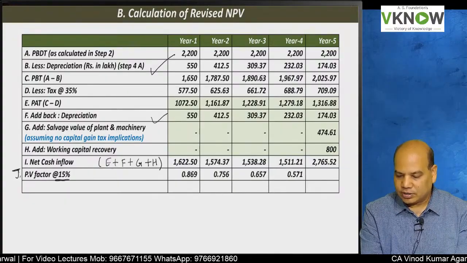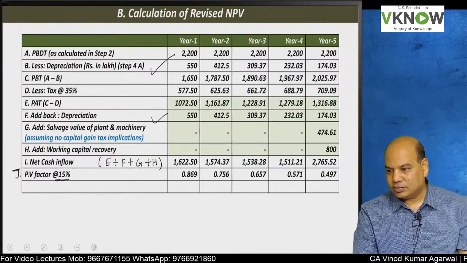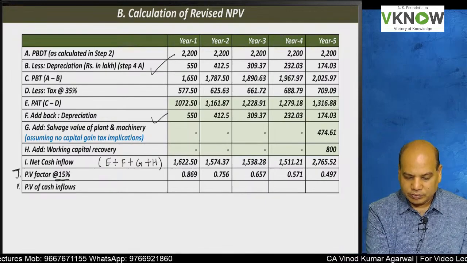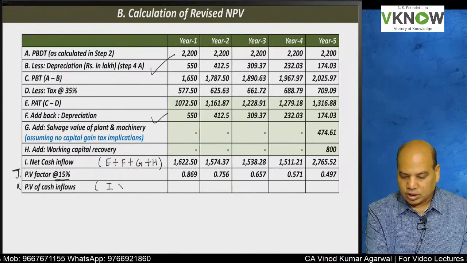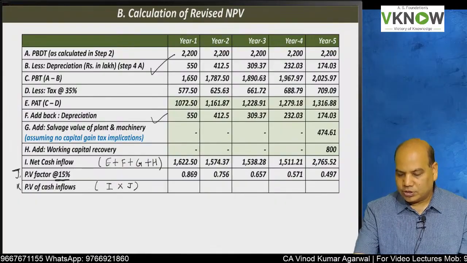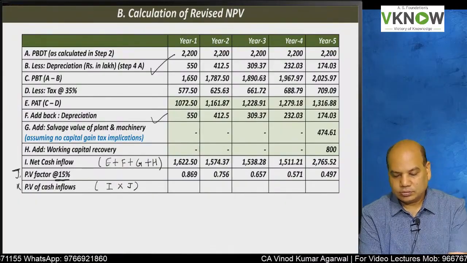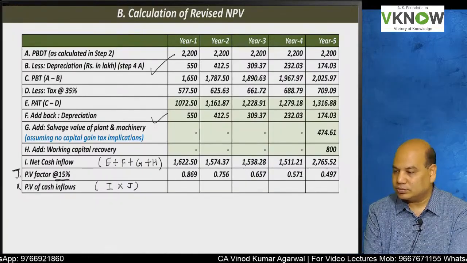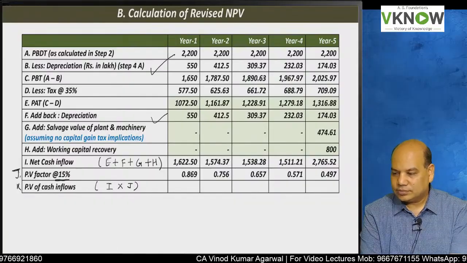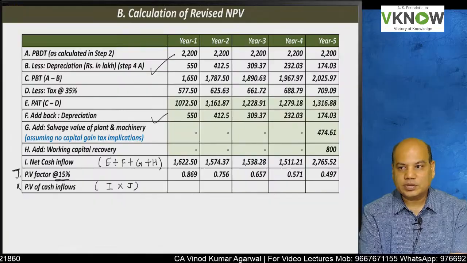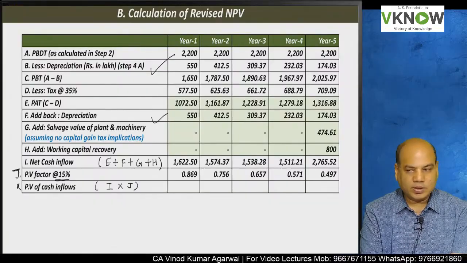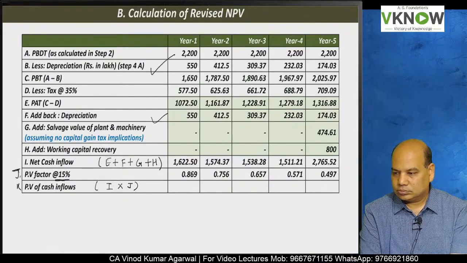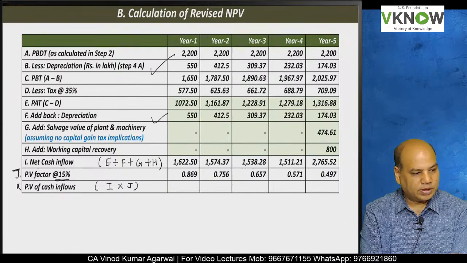Next point write down J, PV factor at 15%. Again copy the same factor. Then write down K, PV of cash inflow, I into J. Write down please a little fast. PV of cash inflow, I into J. Write yourself, take the total, use memory plus function.